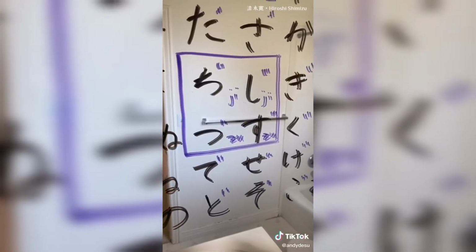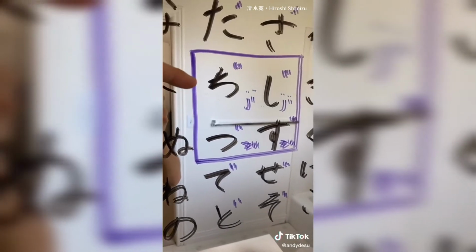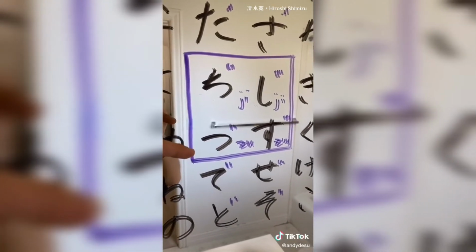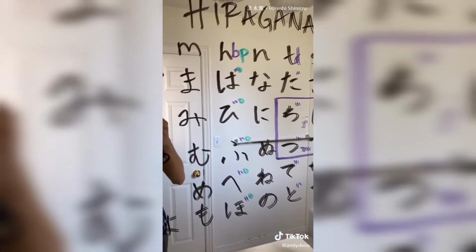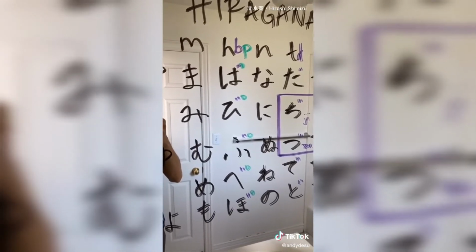These characters can be a bit confusing because these 2 characters are both pronounced ji, and these 2 are both pronounced zu. Adding a handakten to this column turns a consonant into a P sound. Pa, pi, pu, pe, po.